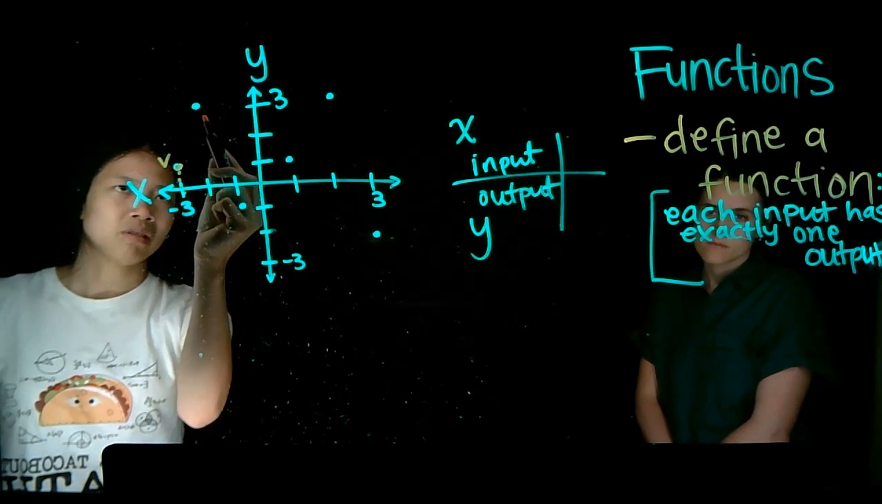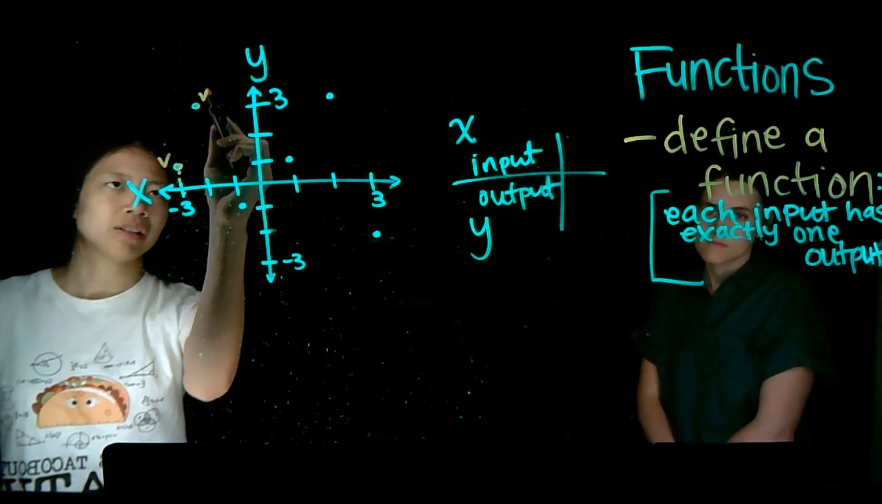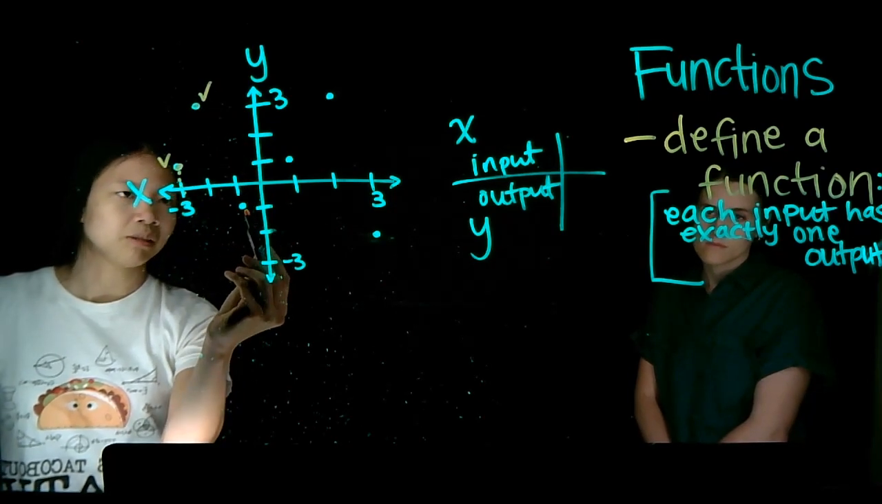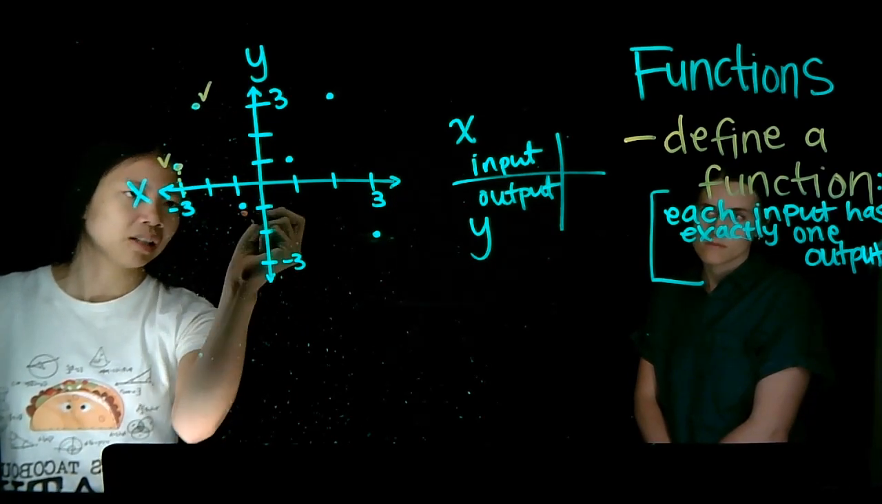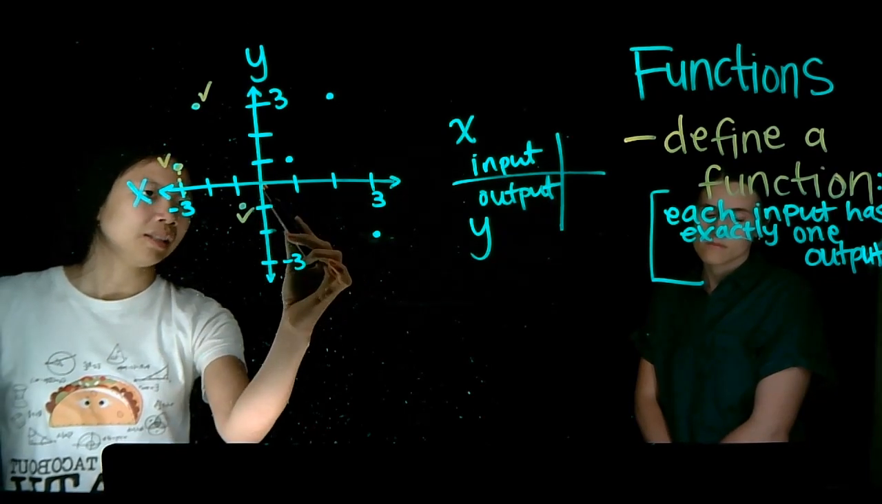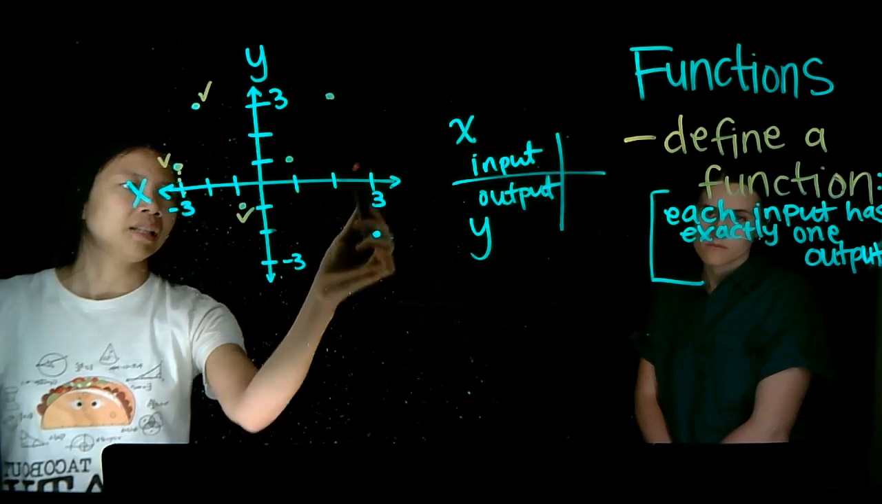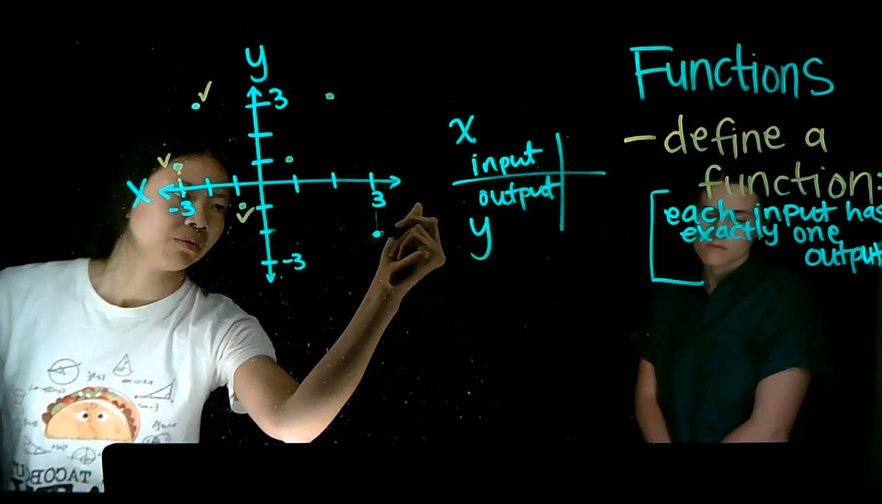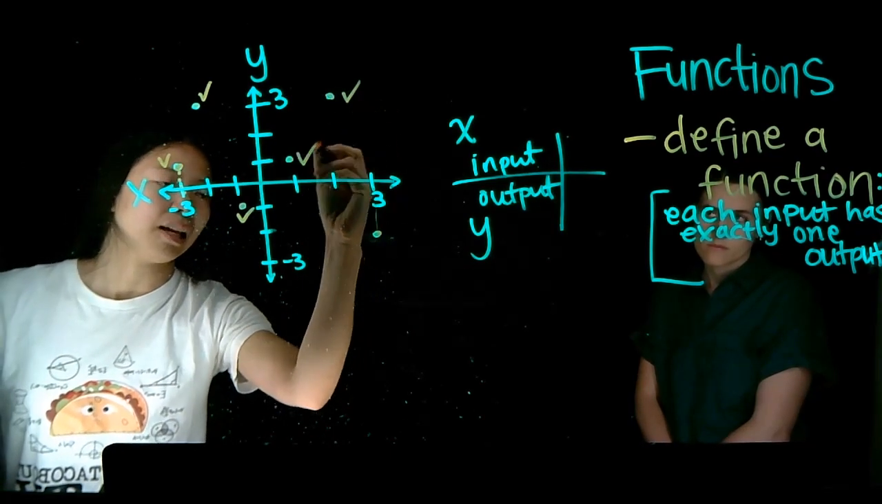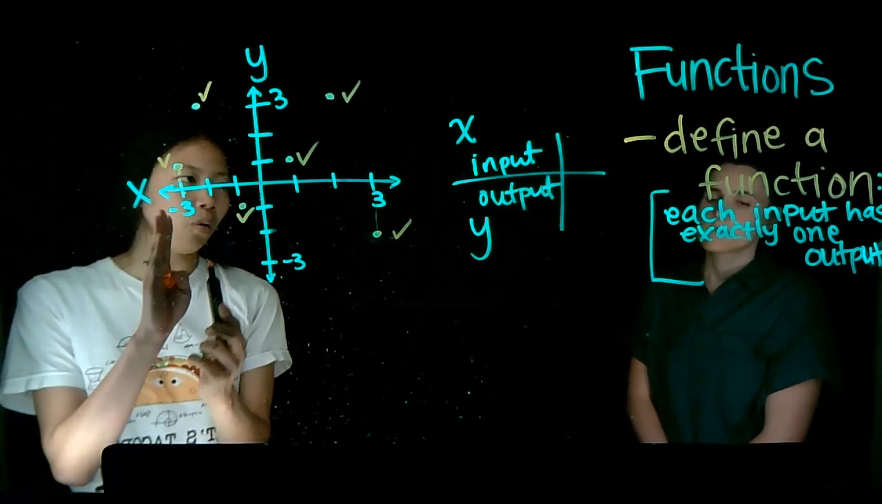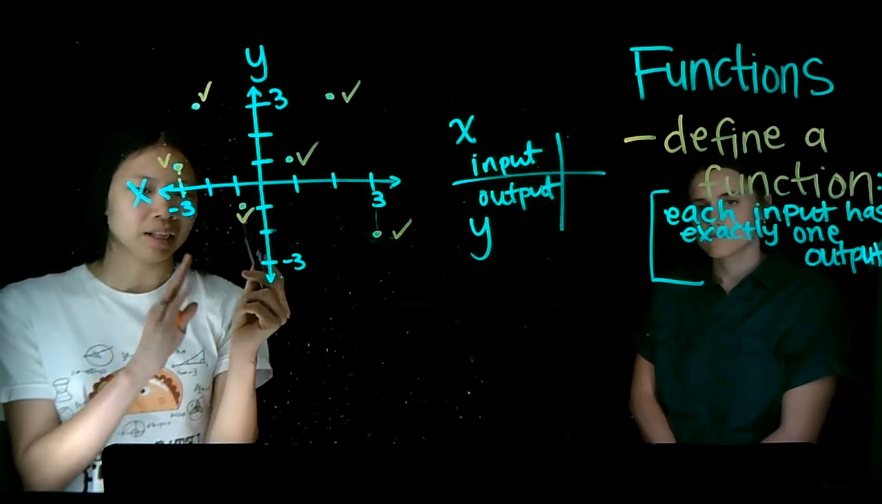Okay, what about -2? -2, okay, I only have the 1 dot here. Awesome, that works. -1 gives me -1 every time. There's no other dots here, so that checks out. Same here, 1 gives me 1, 2 gives me 3, and 3 gives me -2. So this is a function because there's only one output for every input.